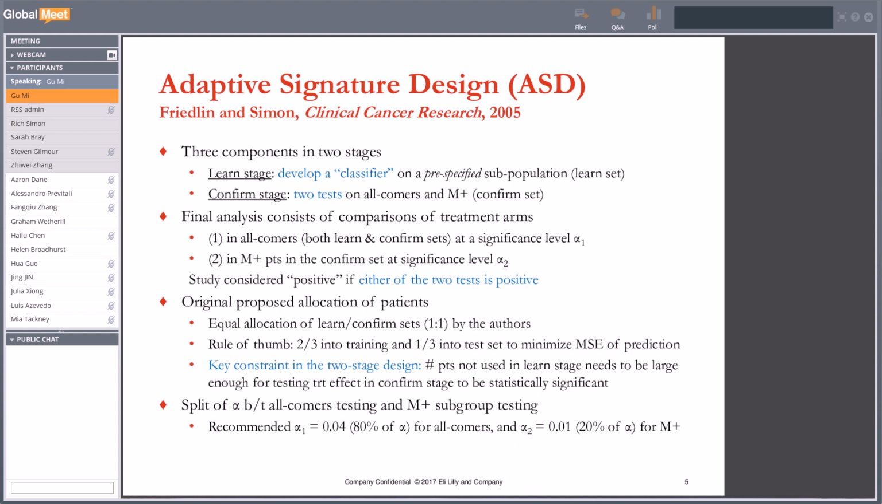So as you see, there are several key decisions to be made. Authors from the original paper proposed the equal allocation of the patients in the learned and confirmed sets.